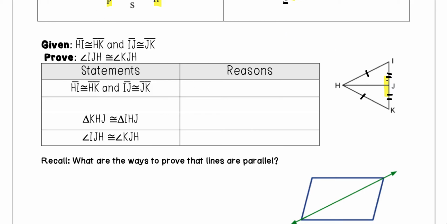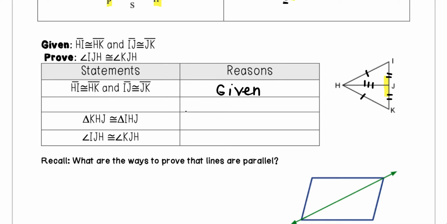So looking at this, we so far know that two sides are congruent. Well, we either need to somehow prove that an angle between them is congruent or a third side is congruent. The easier way to see this, I think, is going to be to mark that reflexive side, HJ, is congruent to itself. So that's going to give us enough information to prove these two triangles are congruent by side, side, side.